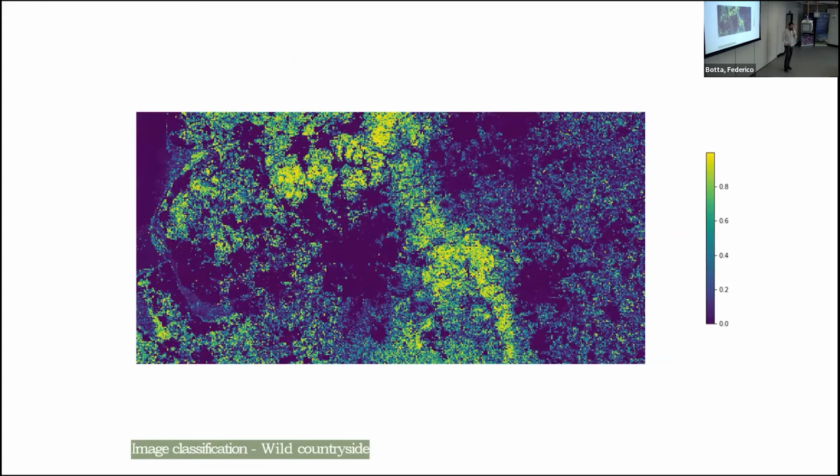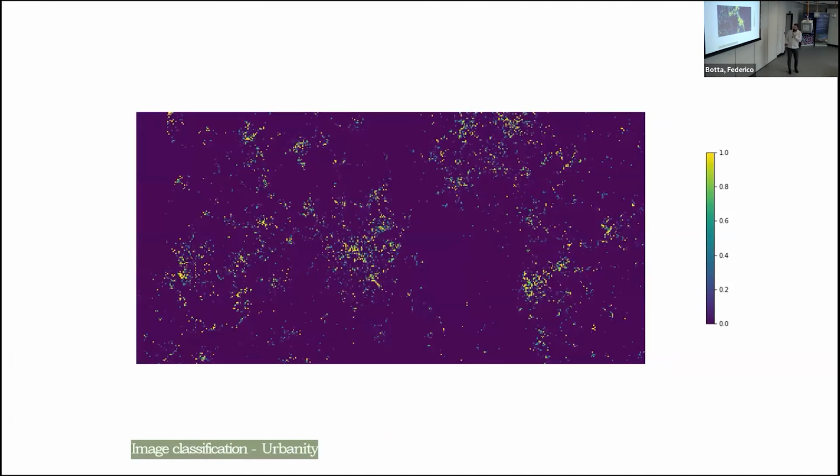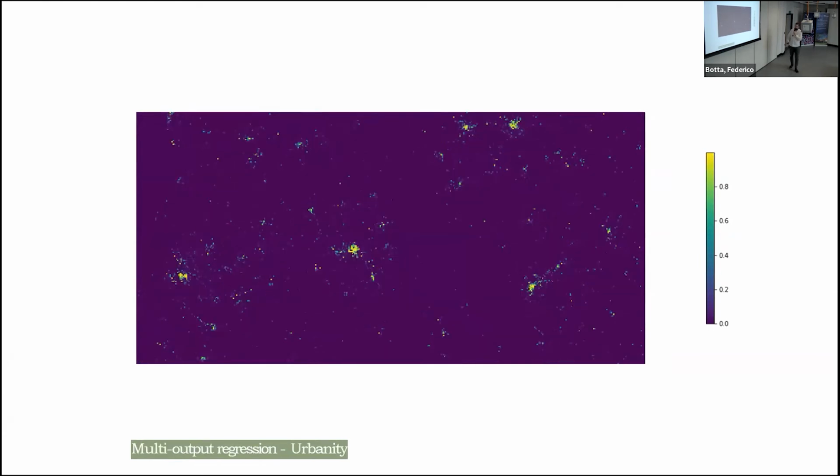When we look into the image classification problem, this would be the wild countryside around Liverpool, Manchester, Leeds, and here. It's quite noisy. If you look at the multi-output regression problem, it's much less noisy. And the really funny thing about this is that both models have approximately the same accuracy levels. And we can see the same within the urbanity classes within the city centers. Image classification is relatively noisy. Multi-output regression is quite a bit better. But again, accuracy is approximately the same.